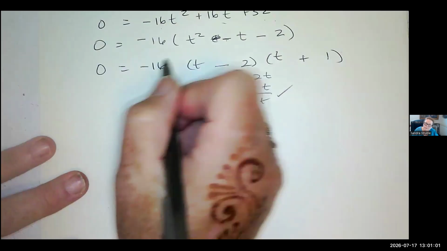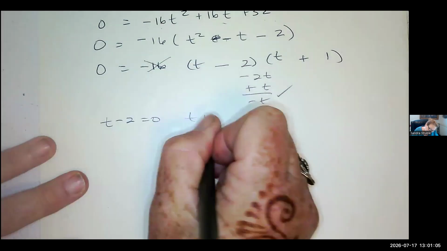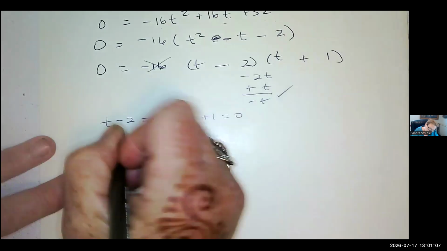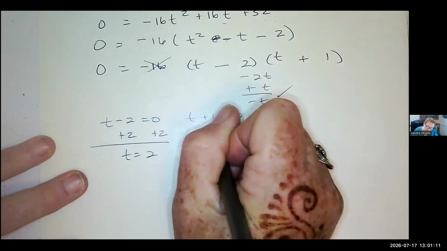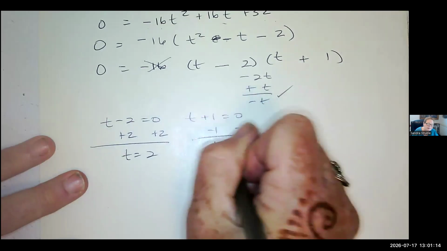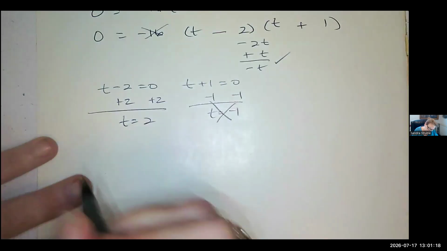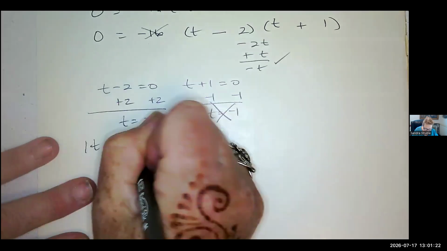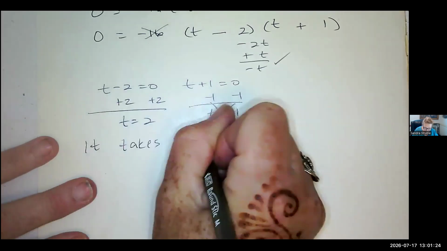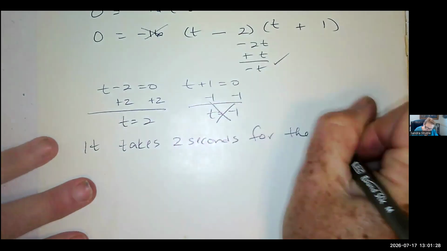t minus 2 equal to 0, and t plus 1 equal to 0. Solve for t. Add 2 to both sides: t is equal to 2. Subtract 1 from both sides: t is equal to negative 1. Time can't be negative. So write a sentence here. How long does it take the diver to hit the water? It takes 2 seconds for the diver to hit the water.